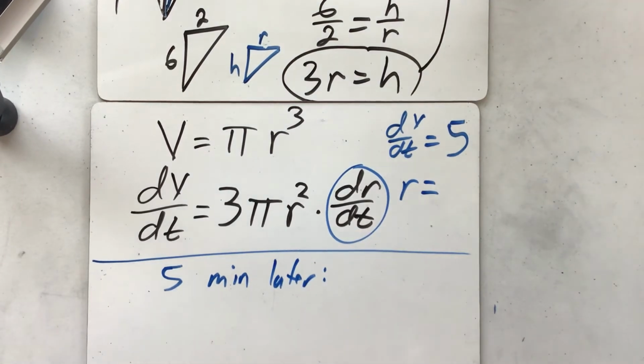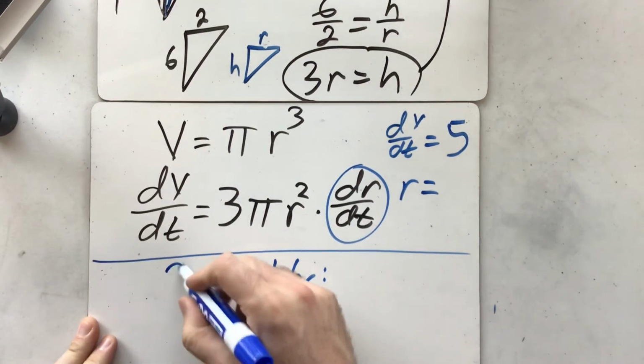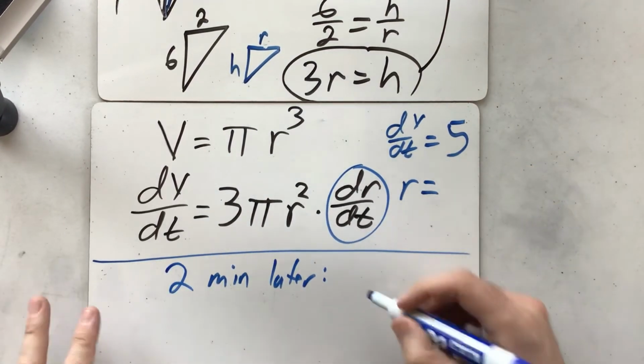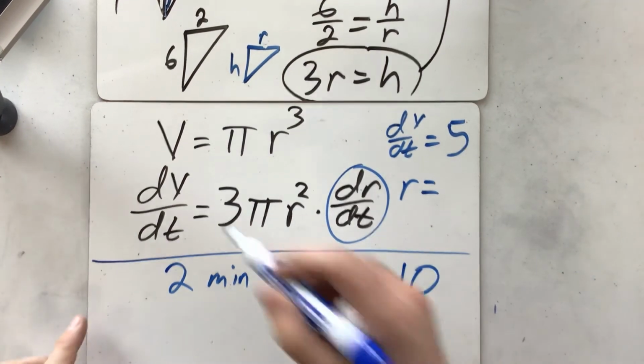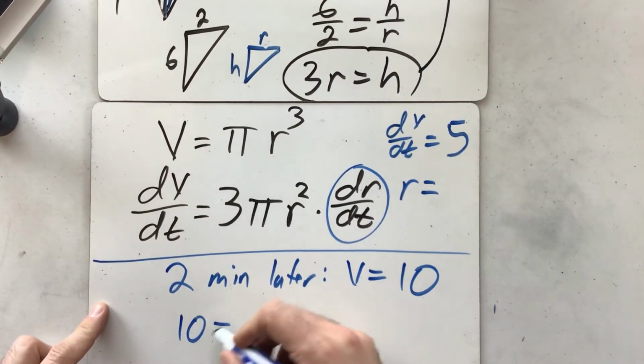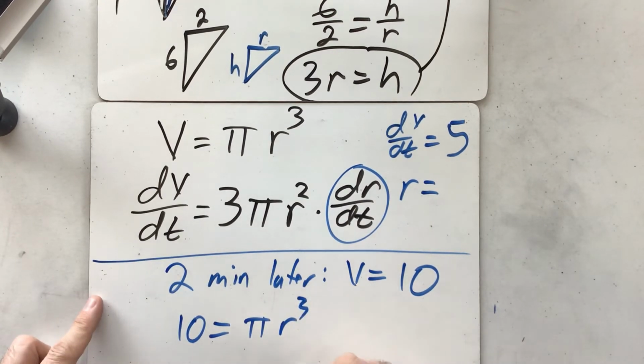2 minutes later, sorry. 5 is how fast the water's coming in. 2 minutes later, our volume is going to equal 10. So that means I can put 10 into my equation. 10 equals pi r cubed. And so r is going to be the cube root of 10 divided by pi.